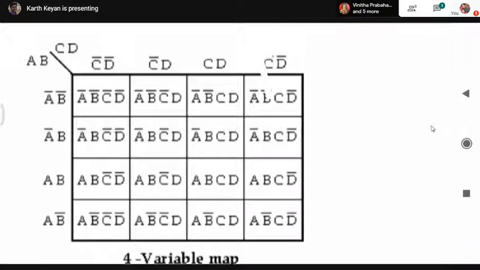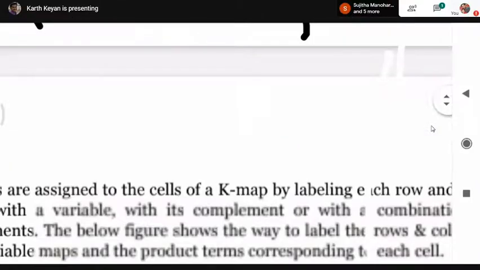So the first cell value is 0, second cell value is 1, third cell value is 3, the fourth cell value is 2. Similarly, for the second row, 4, 5, 7, 6. For the third row, 12, 13, 15, 14. For the last row, that is 8, 9, 11, 10. It goes like this. We'll have a glance.